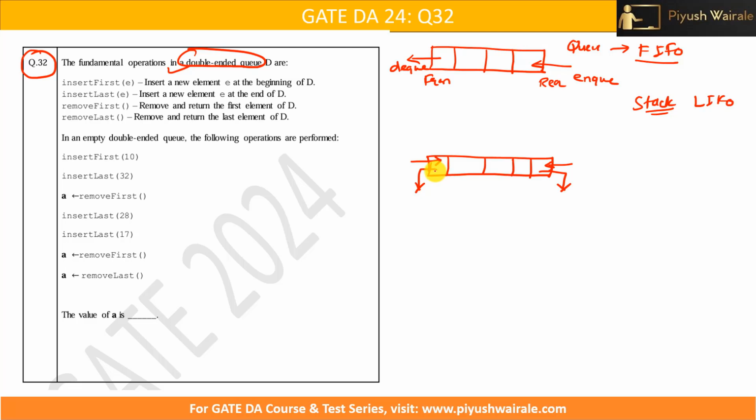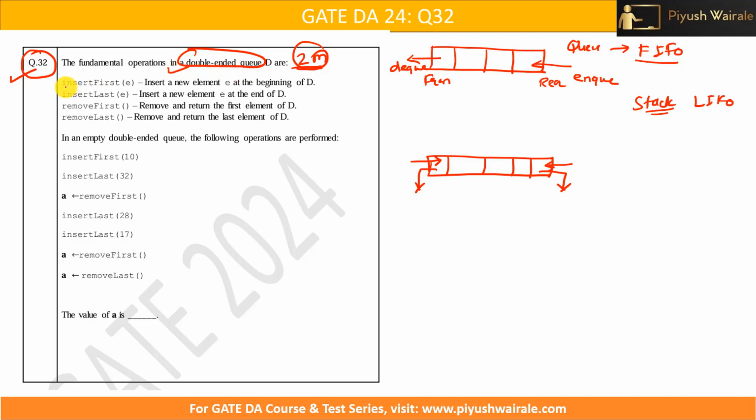So we can do four operations here. We can insert from the front, insert from the back, remove from the front, or remove from the back. We can also restrict this double-ended queue according to our purpose. We already discussed this in the previous video. Now we are going to discuss question number 32. If you understand how a queue and a double-ended queue work, you can easily solve this two-mark question. The fundamental operations in a double-ended queue D are as follows.